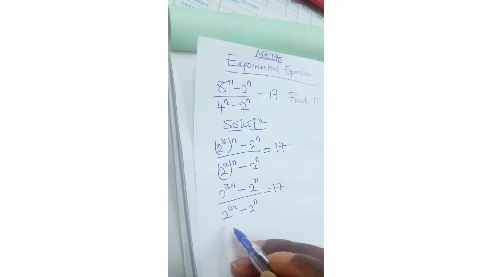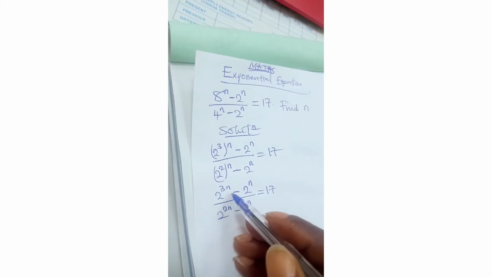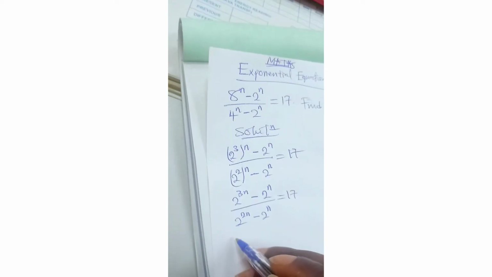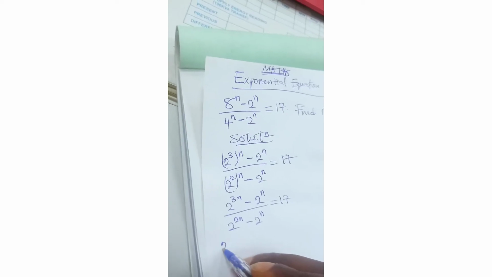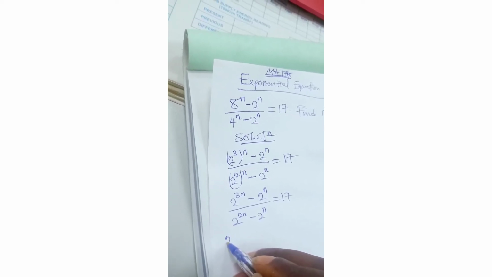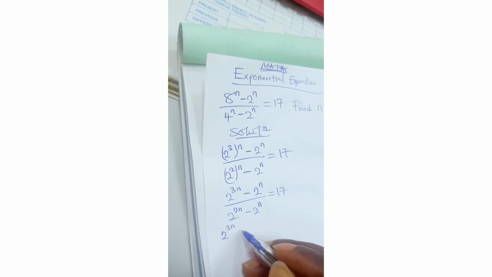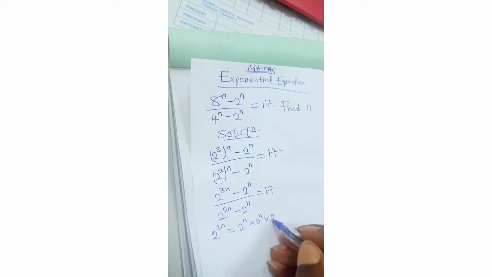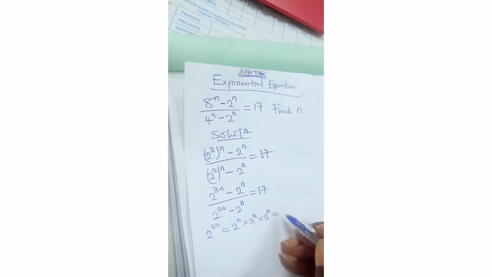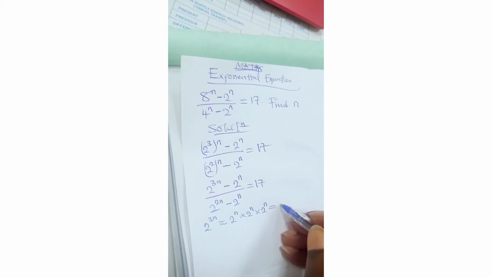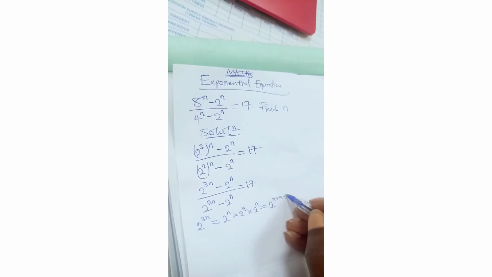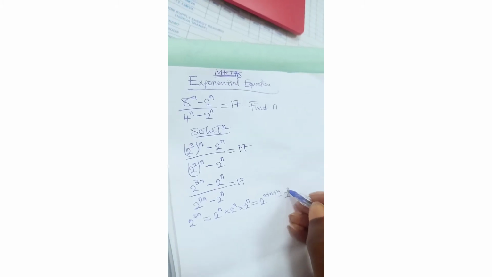Now, if we look at this very well, at this point you realize that you can simply say, note that this 3n, let me take it out. 2 raised to power 3n is the same thing as 2 raised to power n times 2 raised to power n times 2 raised to power n. Remember, in multiplication law, since the bases are equal, you add the powers together. Now, you are going to have this to be 2 raised to power 3n.